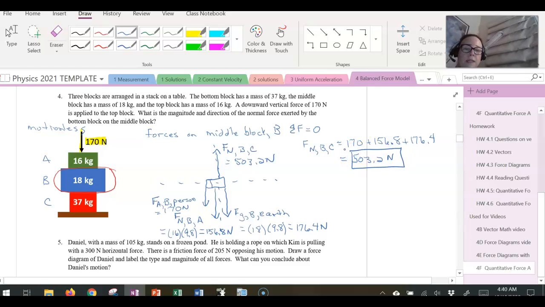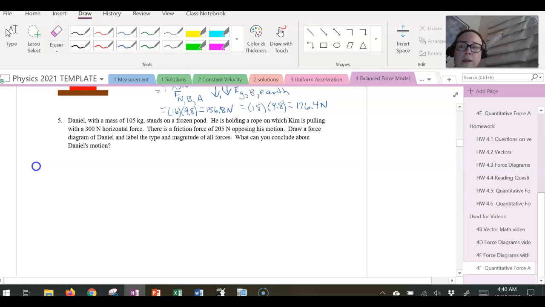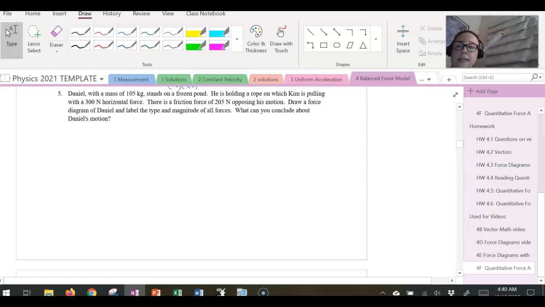That's how much force the bottom block must be exerting on the middle block in order to support it and hold it in place. Let's look at an example where we have some forces that are not just going up and down, but also horizontally. Here's Daniel, and Daniel is on a frozen pond, and he's being pulled by a rope to the side here by Kim.